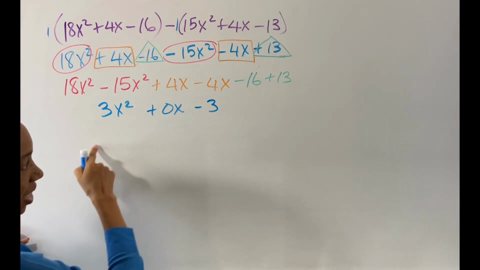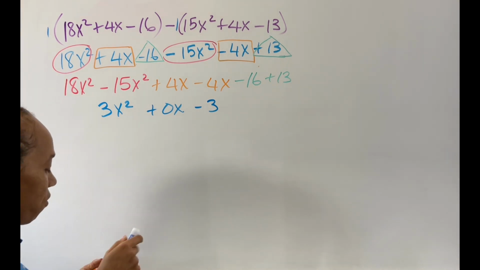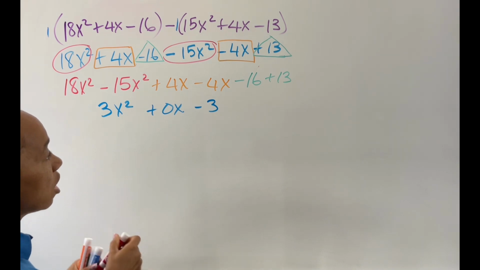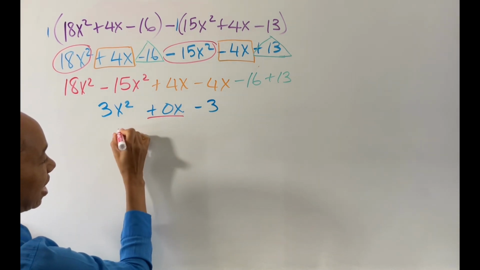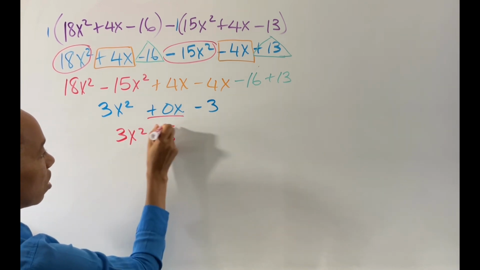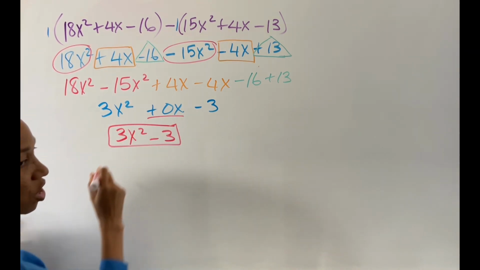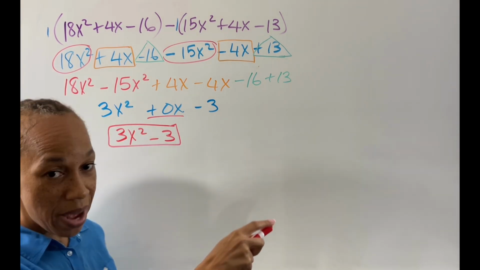But don't leave your answer as this. It's just a guide for you, for those students who are not very versed at math, so that's just a guide. So your final answer now, we're going to get rid of this 0x, is going to be 3x squared minus 3. So this is what your answer is going to be. This is the horizontal method.